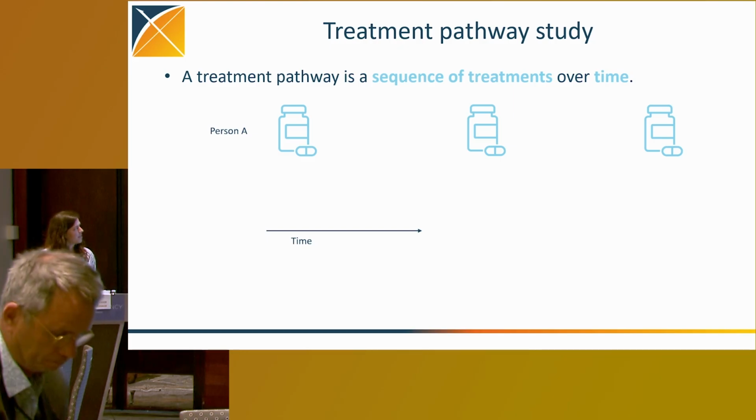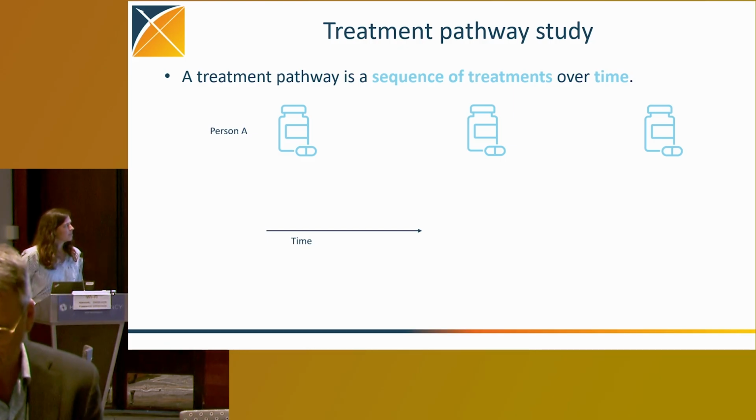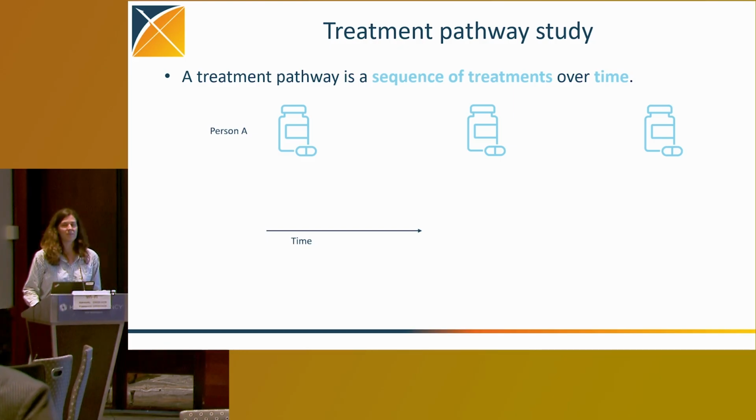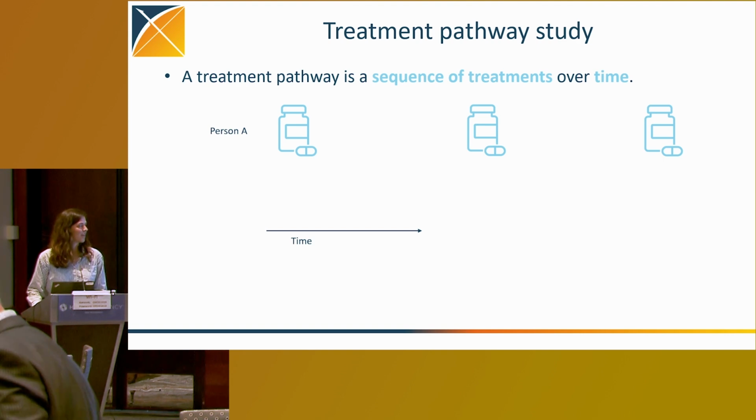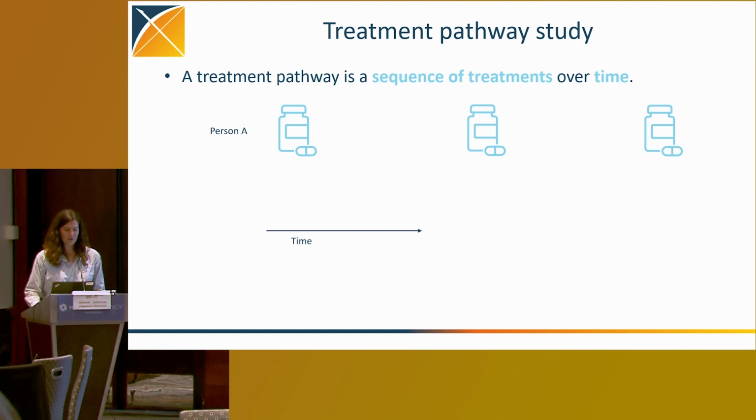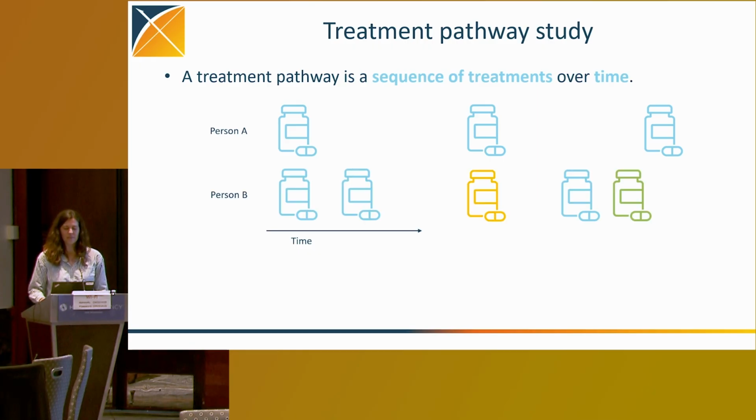But to start with, what is a treatment pathway study? So a treatment pathway itself is a sequence of treatments over time. So for example, for a certain person A, we can observe that this person has repeatedly received the same drug in equally distant periods over time. However, usually a patient record would probably look more like this. So a patient has received several drugs, different drugs with different time intervals.